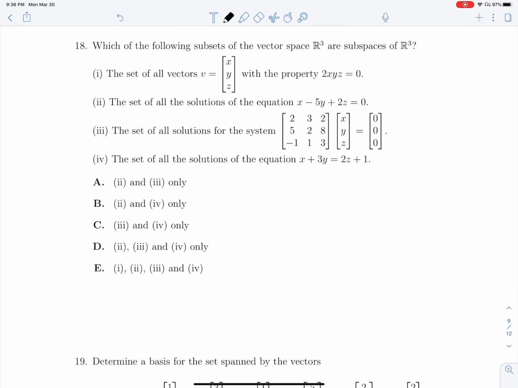Which of the following subsets of the vector space R3 is a subspace of R3?